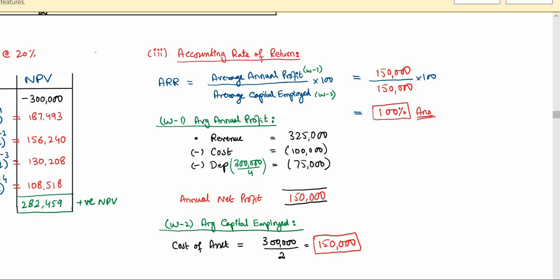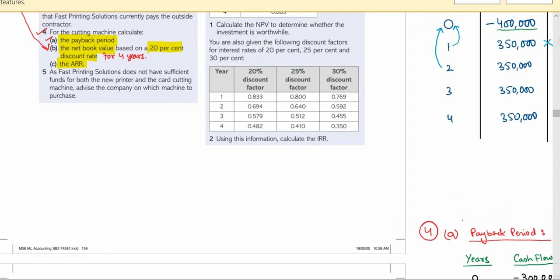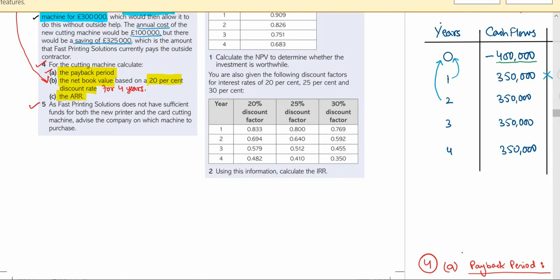Okay, so now move to the next part. Part number 5. As was printing solution doesn't have sufficient fund for both new printer and the card cutting machine. So we have two machines: number one is the new printer, and second one is the card cutting machine. So advise the company on which machine to purchase.